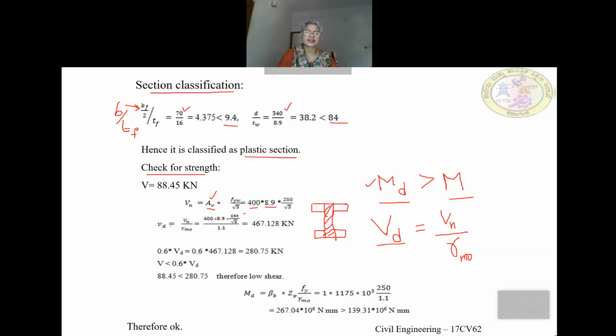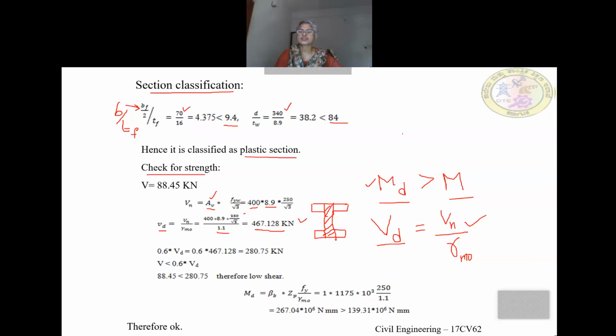Substituting that Vn directly here, because Vd is equal to Vn divided by gamma m0, as I told. So this gamma m0 is 1.1. Vn I am directly substituting without calculating. So this comes to 467.128 kN.